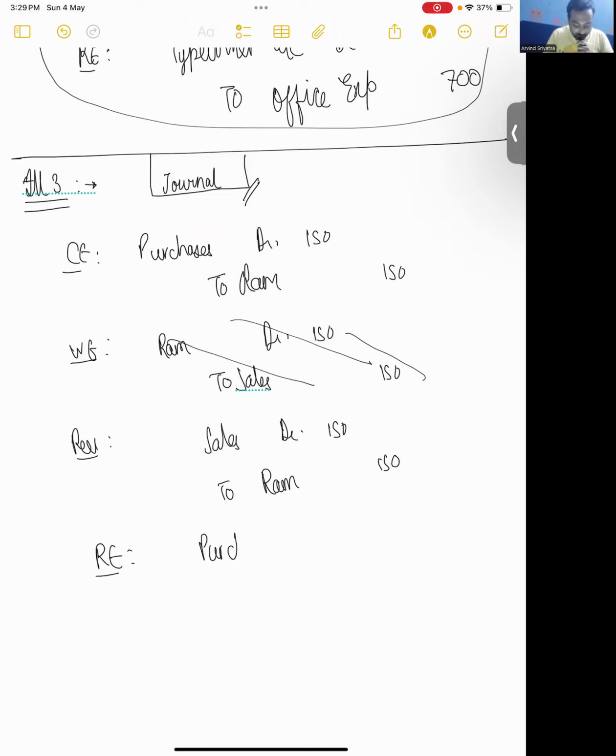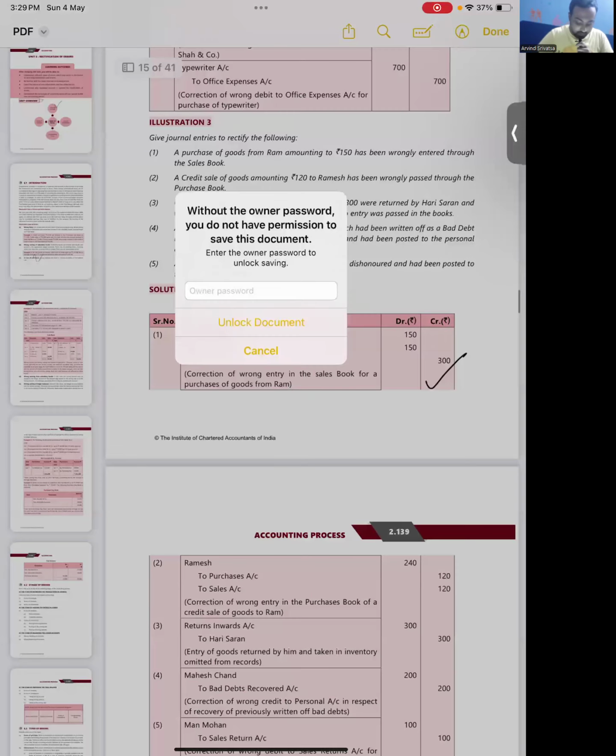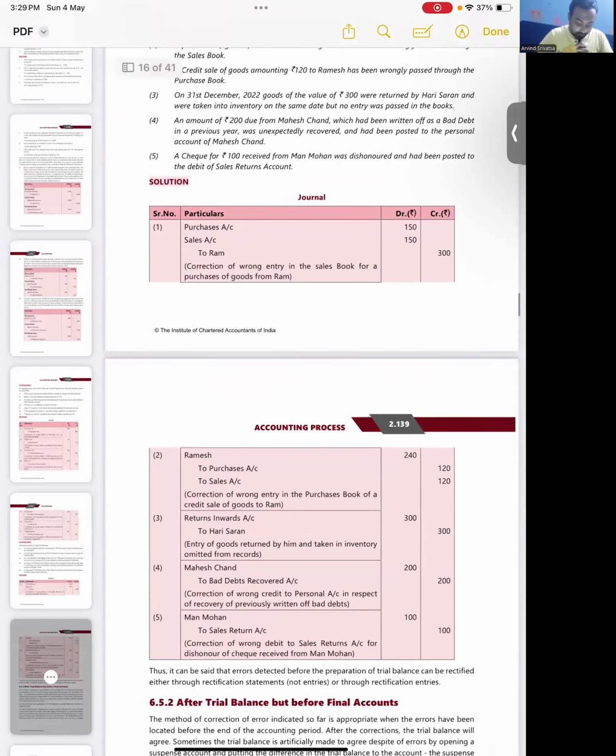Purchases debit 150, sales debit 150 to RAM 300. Yes, so what are we getting? Yes, sir, perfect. So this is what we got. It's perfectly matching.